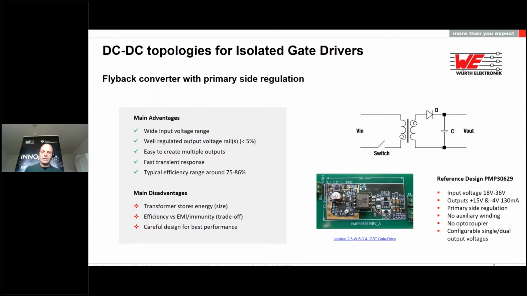Input voltage range 18 to 36 volts, output voltages plus 15 and minus 4 volts at 130 milliamps. No auxiliary winding is needed and no optocoupler.